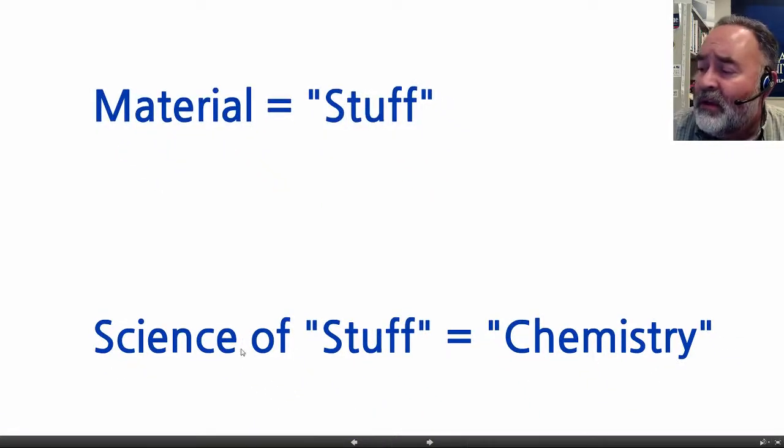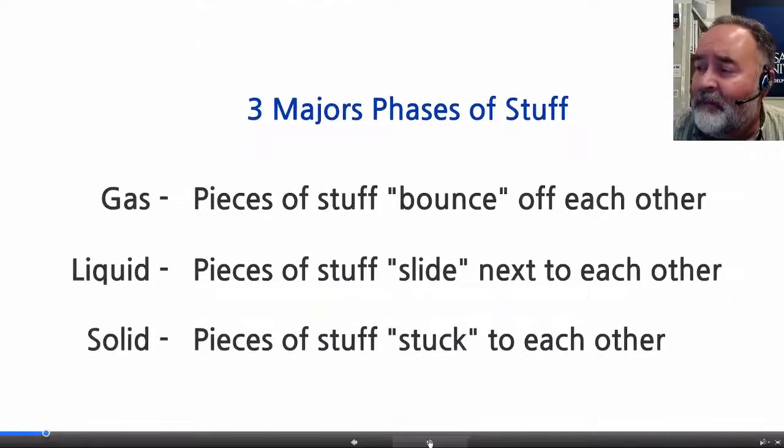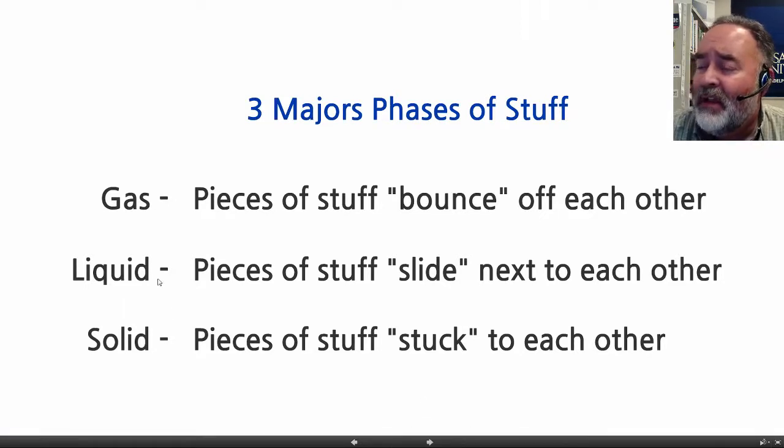We have already learned that the science of stuff, and how this different stuff behaves and reacts, is the science of chemistry. We already know from high school, and maybe even before, that all the different flavors of stuff come in three major phases. We just want to review the vocabulary and make sure we're there. The three major flavors or phases of stuff are stuff that is currently in a gas form, stuff that is currently in a liquid form, and stuff that is currently in a solid form.